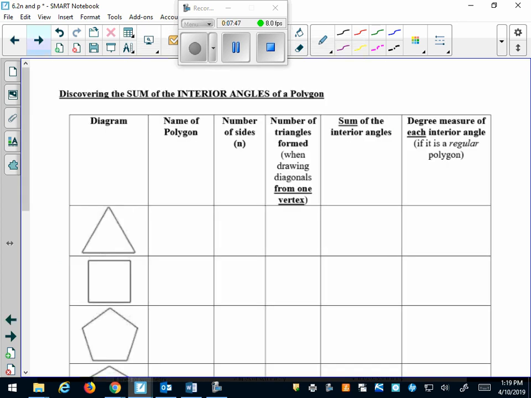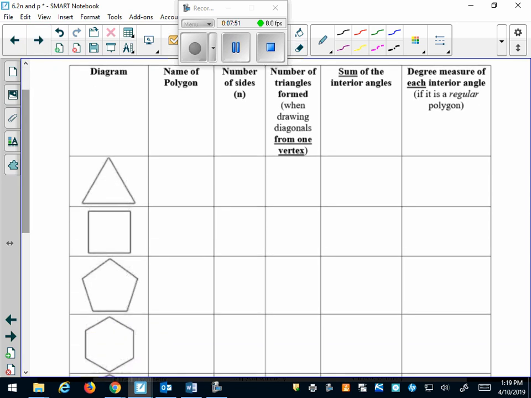Okay, so let's look at this chart here. We're going to fill this chart out left to right, kind of one column at a time. So along the left, you have a picture, a diagram of all these different types of polygons. What I want you to do is fill out columns 1 and 2 first. I will start you off.